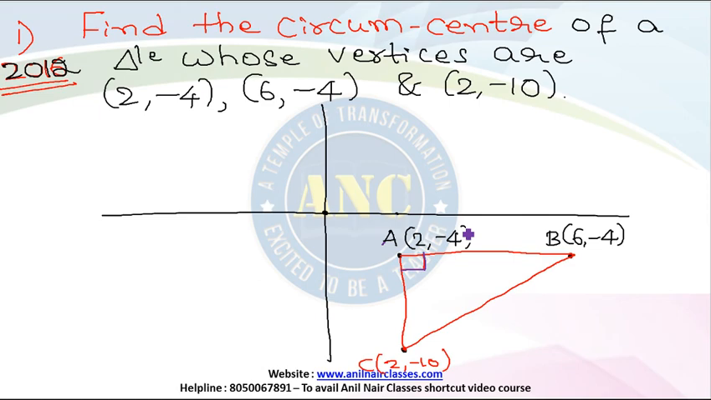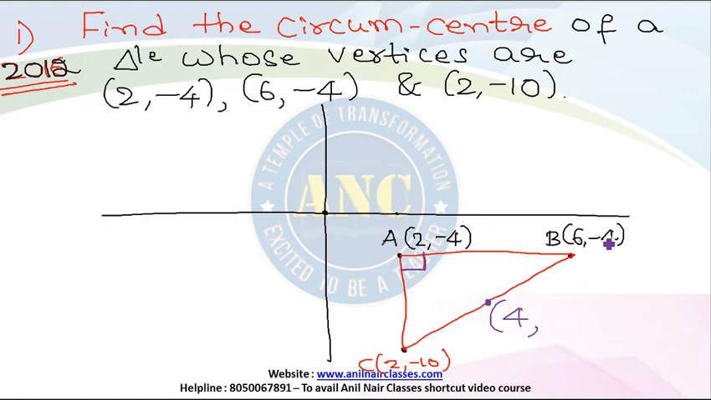But I am interested in circumcenter. Circumcenter means it should be the midpoint of the hypotenuse. Hypotenuse is nothing but BC. BC is the hypotenuse. The midpoint will represent the circumcenter, and the midpoint can be found from the two coordinates using the midpoint formula as x1 plus x2 by 2. 6 plus 2 is 8. 8 by 2 is 4.